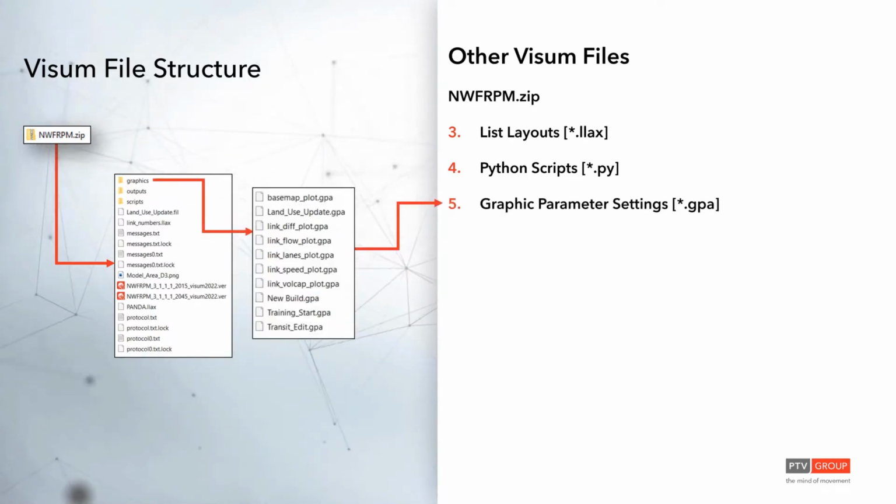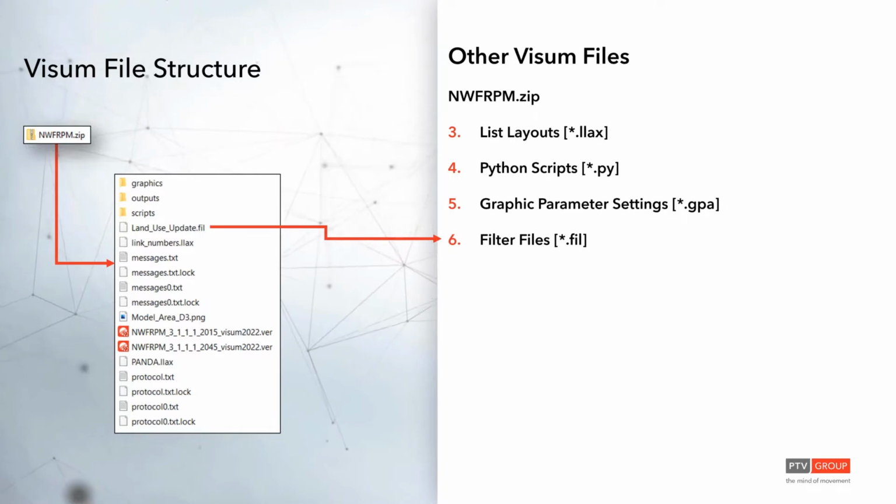We also have different graphic parameter files. These are kind of like the list layout files, but they're for any of the graphic settings that you might have. So if you like to have certain heat maps or if you like to display certain graphic feedback, such as link bars or select link or flow bundle or anything like that, those graphic parameter settings will be saved in your GPA files. And so we have a few pre-built here for your use, including some training ones that we'll be using over the course of the next couple of days.